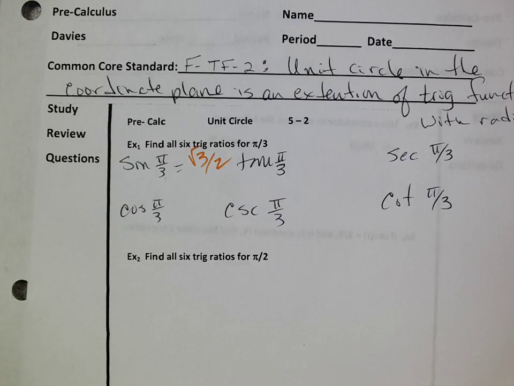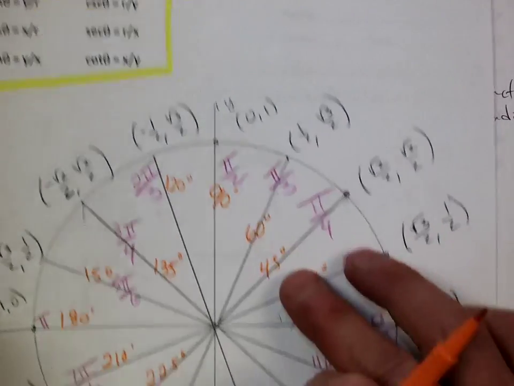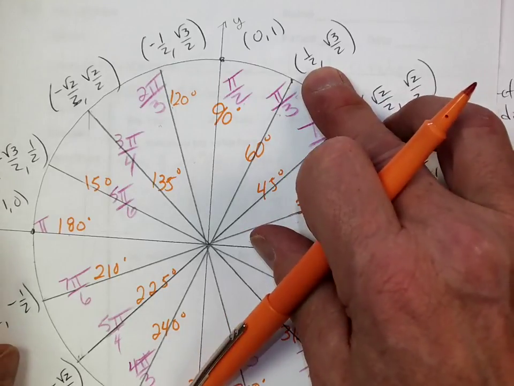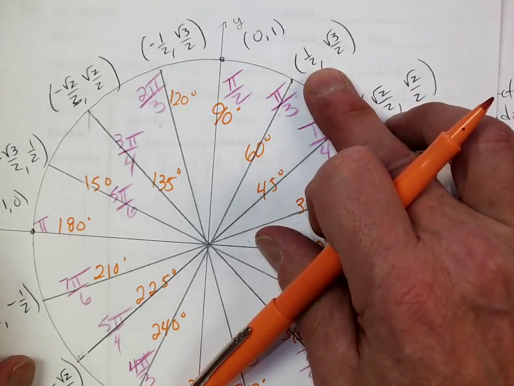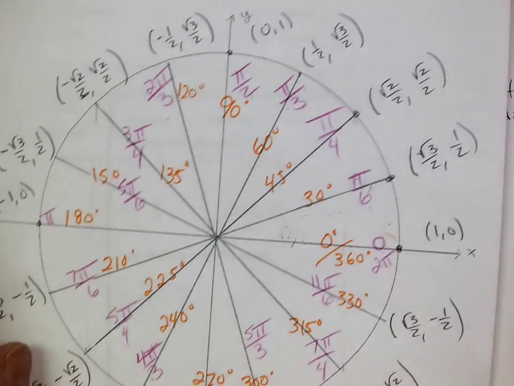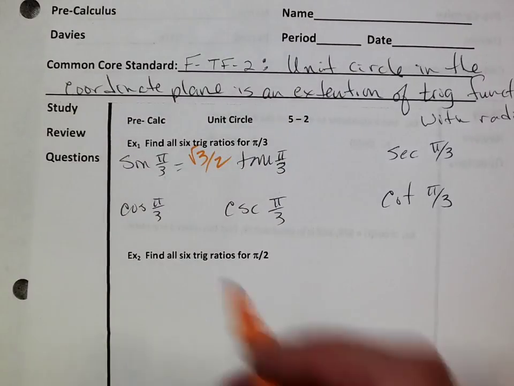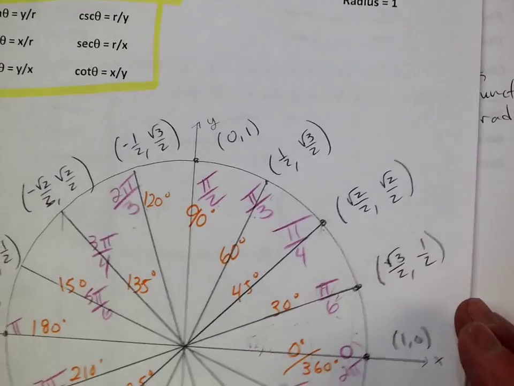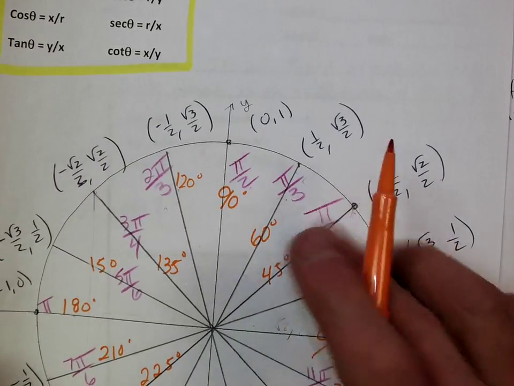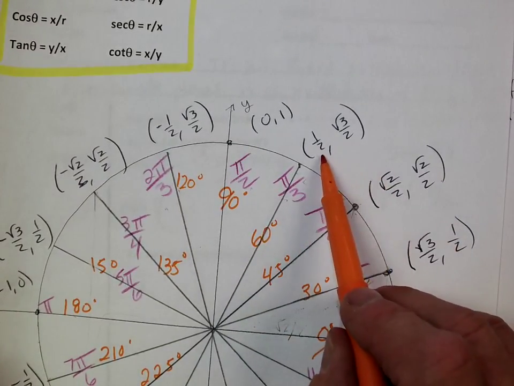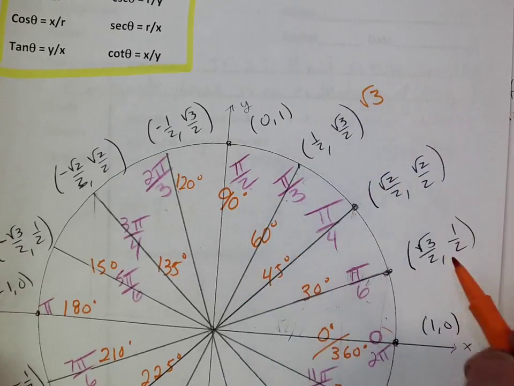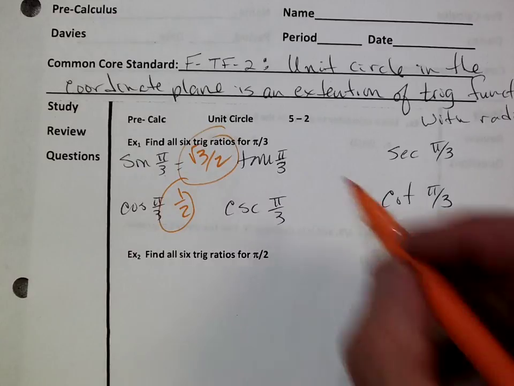Cosine, pi thirds. Okay, there's my pi thirds. Cosine is the x value, which is 1/2. Your calculator will give you the exact same answer, all right? Tangent, pi thirds. Well, tangent is going to be the y over the x. We already did that. It's just going to be the square root of 3, isn't it? And it's on our circle. It's just the square root of 3.